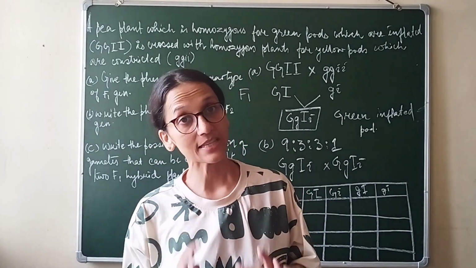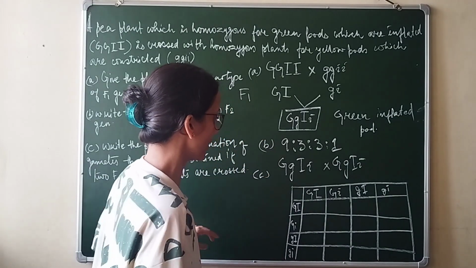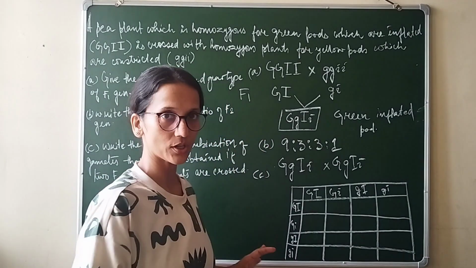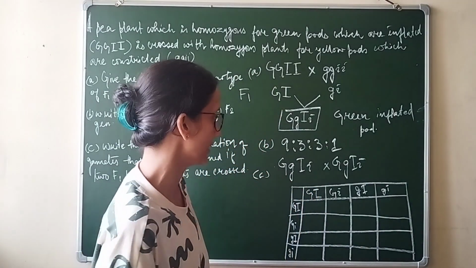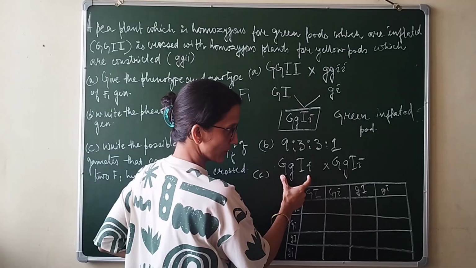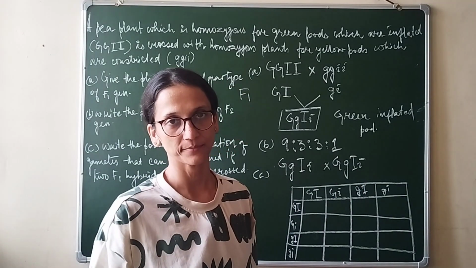Your answer will be self-pollination. Remember one thing, when we are producing F2 generation from the F1 generation, we self-pollinate two F1 generation individuals. So this is one F1 generation and this is another F1 generation, and we self-pollinate them.